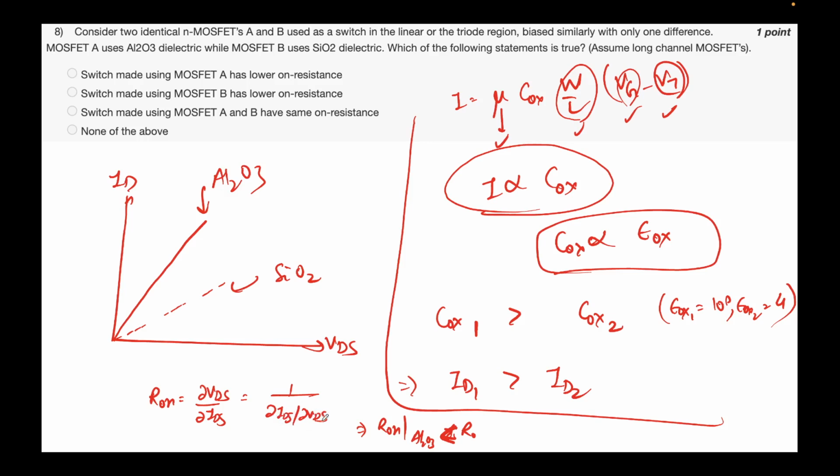Delta IDS over delta VDS is the slope. This is M1 and M2. M1 is higher, so 1 over M1 will be smaller. So R on for Al2O3 will be smaller than R on of SiO2, and that's what we want. We want a lower on resistance. That device is considered to be better. So we see the switch with MOSFET A has lower on resistance.